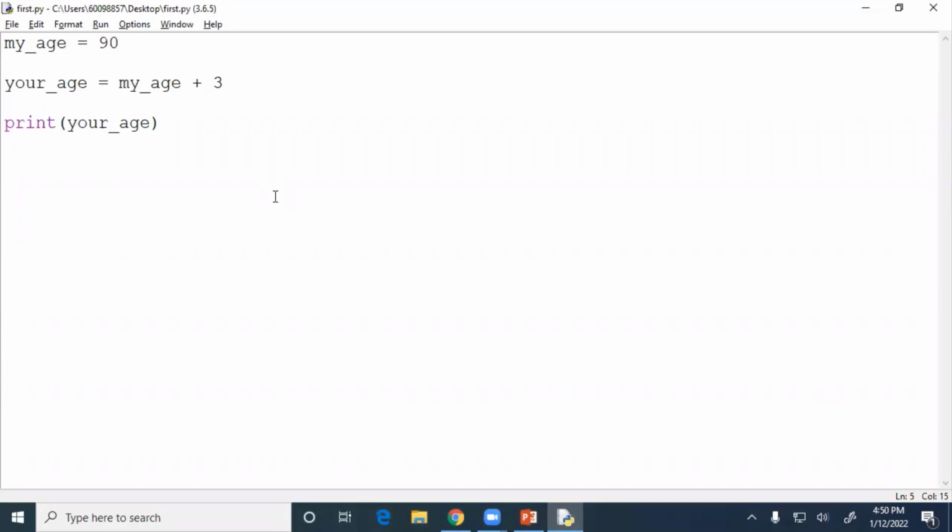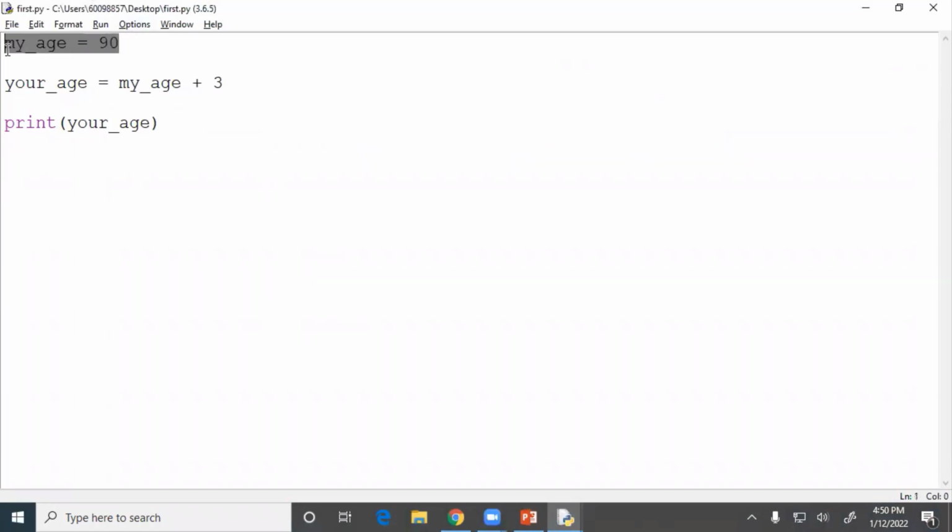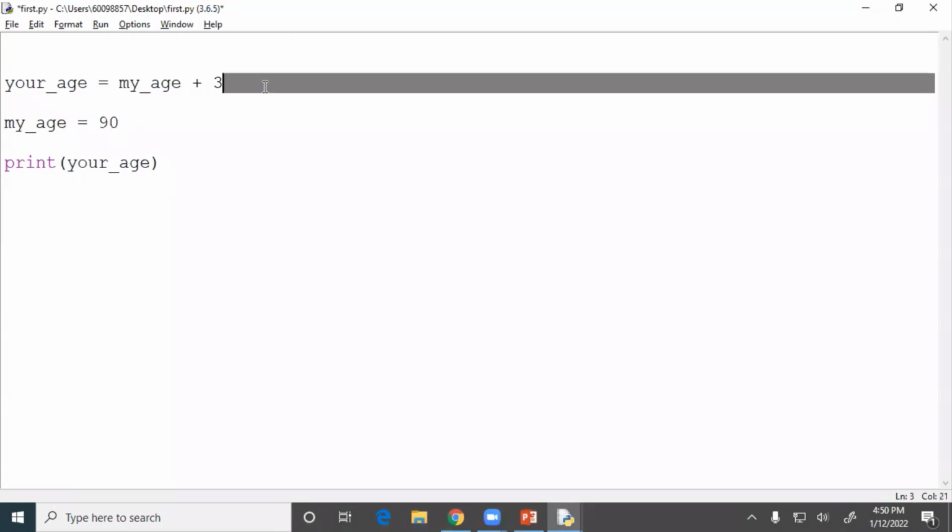Okay, guys, what do you think the answer is going to be? So as you can see, it's going to be 93. Clear? Now, someone has written it in this way. He said your age is equal to my age plus 3, and by the way, my age is 90. What do you think is going to happen right now?